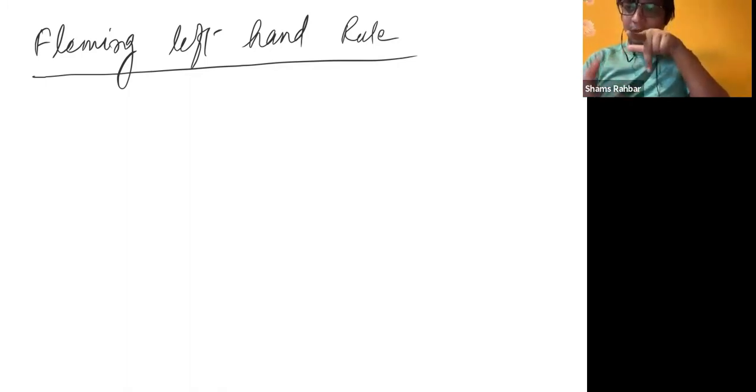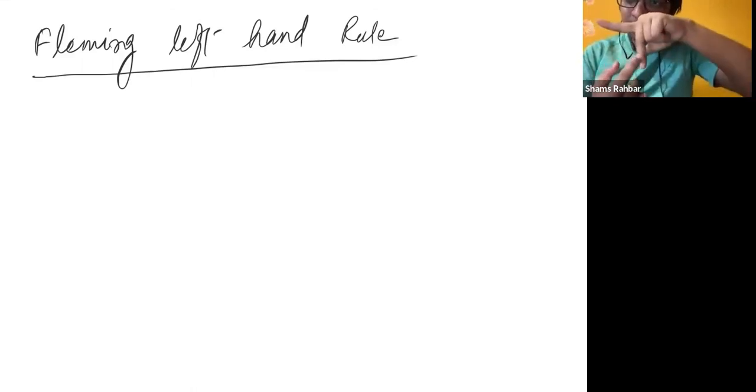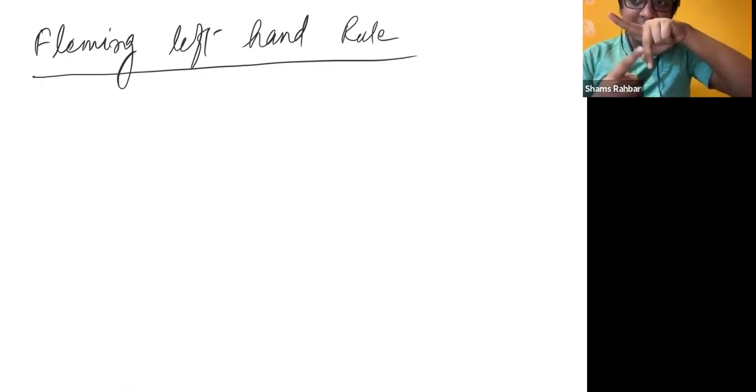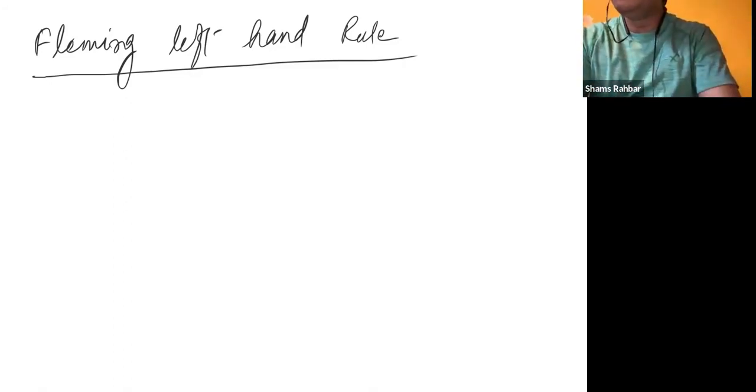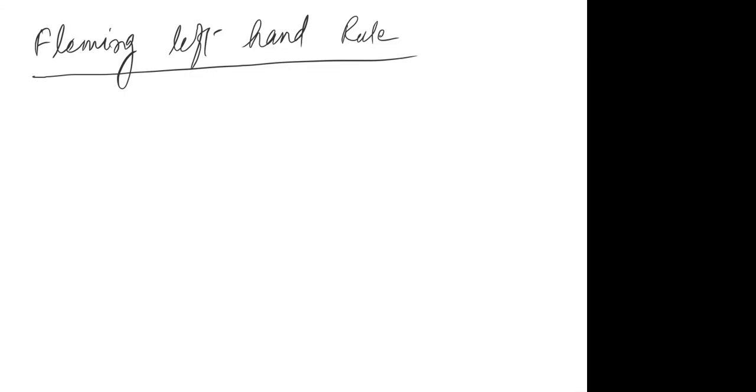I will repeat this again. If you place the first finger in the direction of magnetic field, and the middle finger in the direction of current, remember I'm saying current, I didn't say velocity, then the thumb will give you the direction of force. Is it clear to all? This is known as Fleming left hand rule.